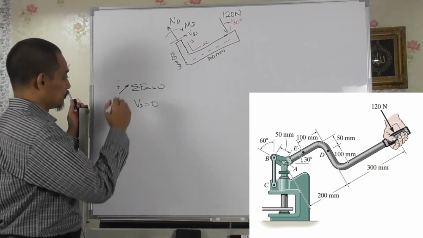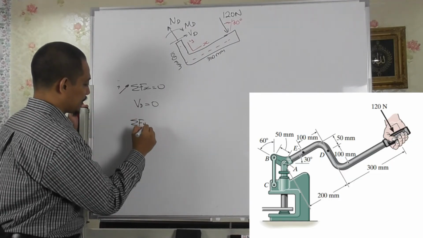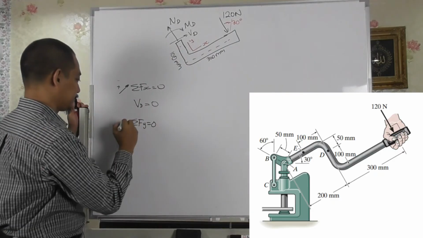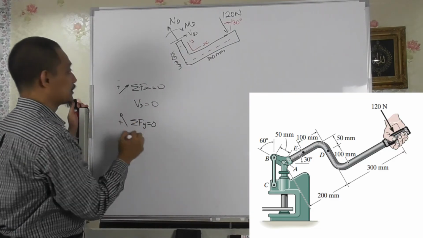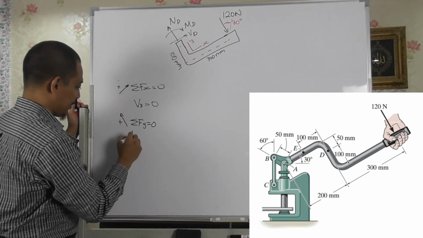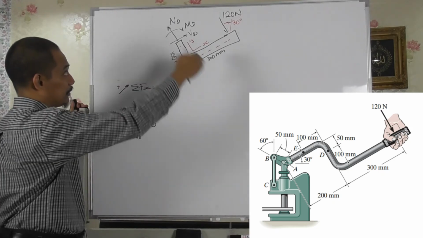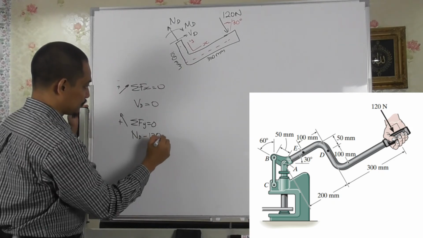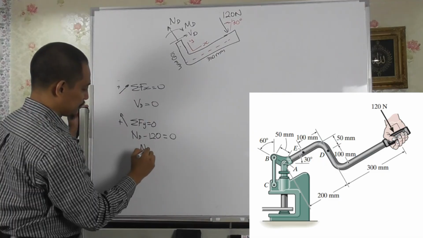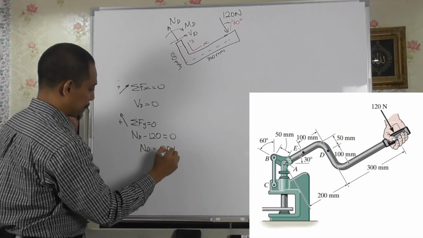Okay, so summation of Fy equal to 0, which is this one, taking that way positive, so we'll have ND, then minus 120 equal to 0, so ND equal to 120 Newton.